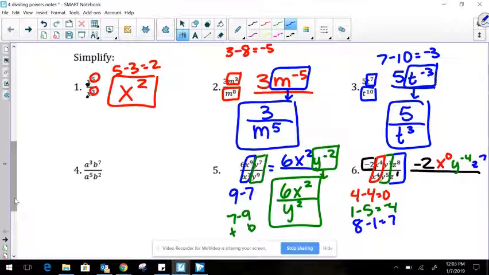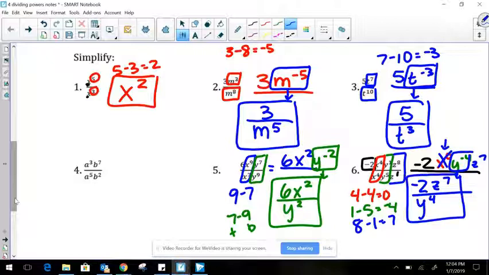Okay, so now we need to simplify this a little bit. X to the 0 here, that's just 1. So I'm just going to reduce that right now, and we don't even need to write it. So I have negative 2. This needs to go downstairs. So y to the 4th. And then z to the 7th stays, because it was okay where it was at. So make sure you're organized with your work, you're writing neatly, so you can easily see what you're moving around and keep track of it.